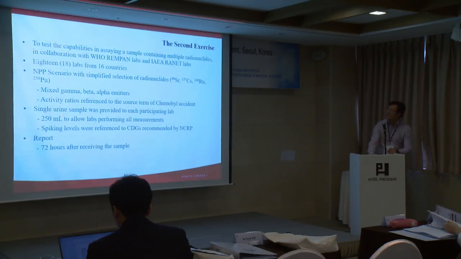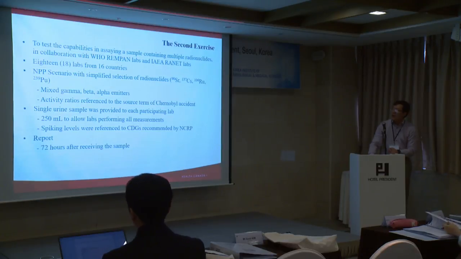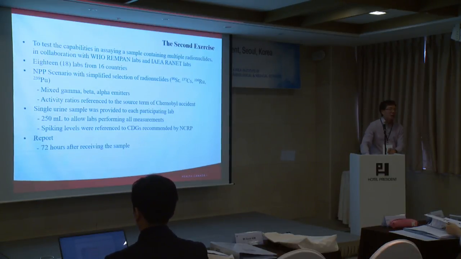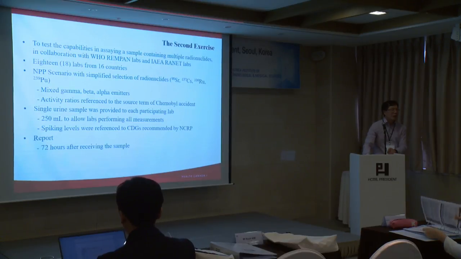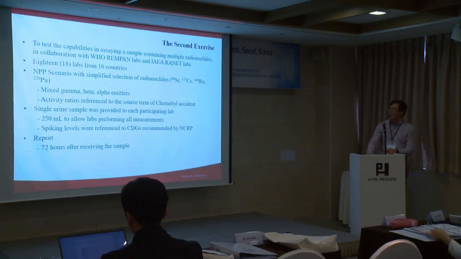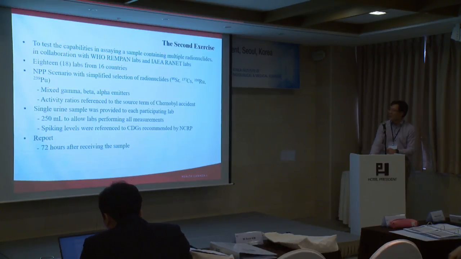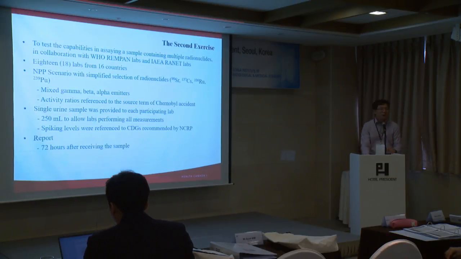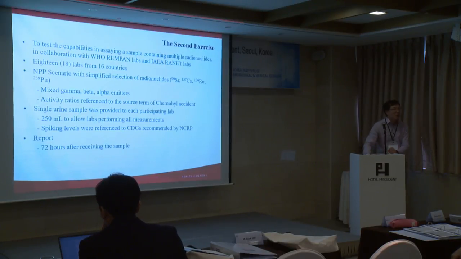Second exercise. This is a little bit more difficult, actually. This time, we're testing the labs with one sample containing four radionuclides. It's not one. The four radionuclides we picked are strontium-90, cesium-137, ruthenium-106, and plutonium-239. You may ask why ruthenium-106. Many people ask me this question.